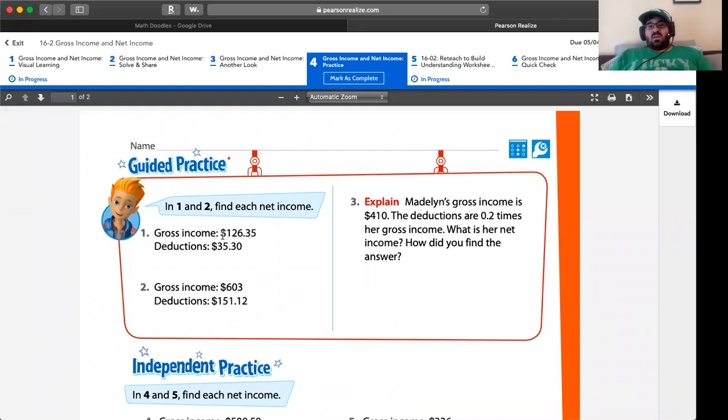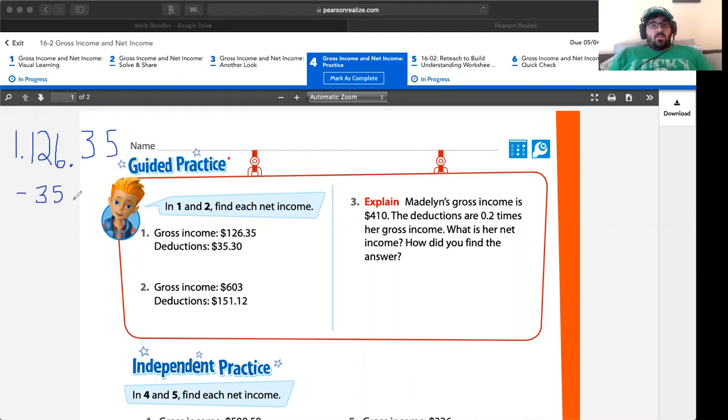It says gross income is $126.35. Find each net income. Well, easy peasy, lemon squeezy. I just have to subtract. So question one, I'm just gonna have my gross income. That's my total. $126.35. And then I subtract my deductions, $35.30.